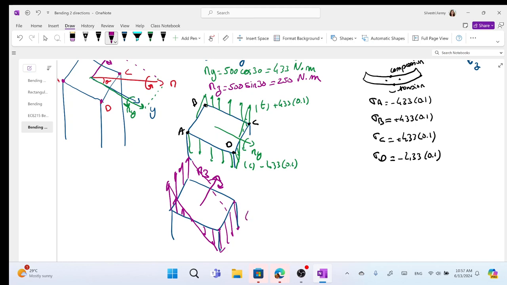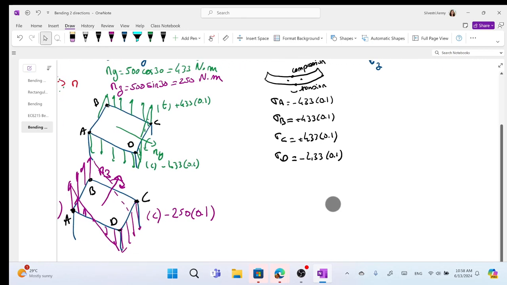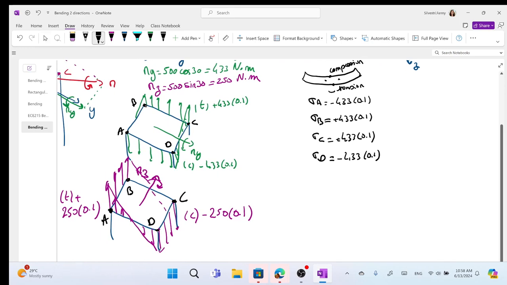So we have compression that will be minus 250 times 0.1. And this one they are in tension, so that's a plus 250 times 0.1. Okay, and the points again, this is A, B, C, and D.